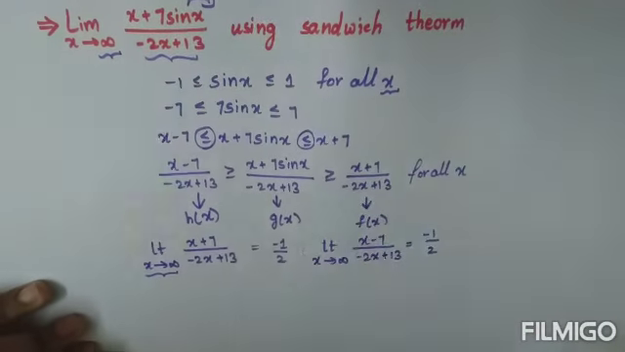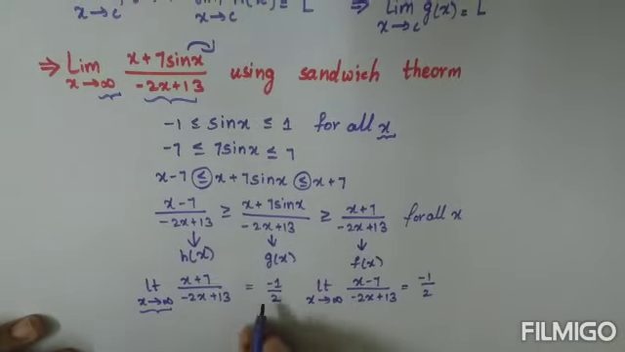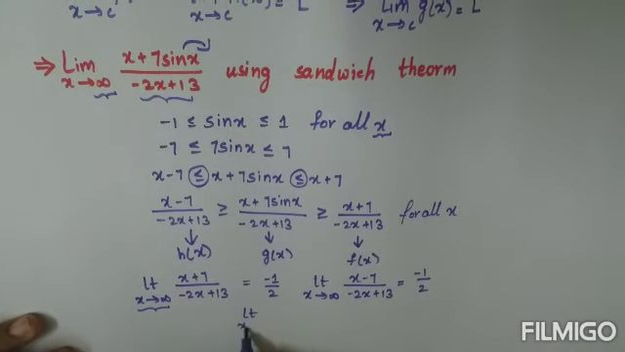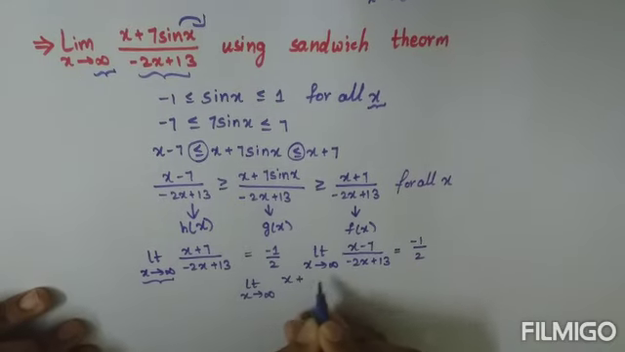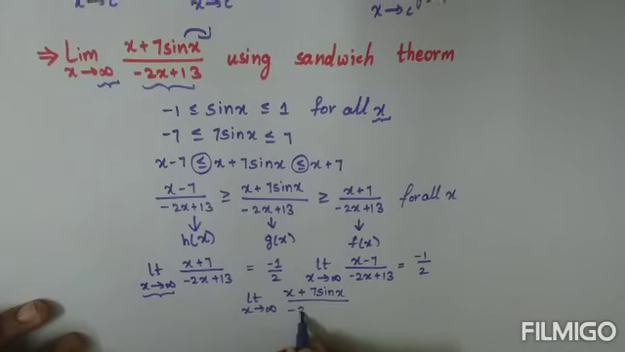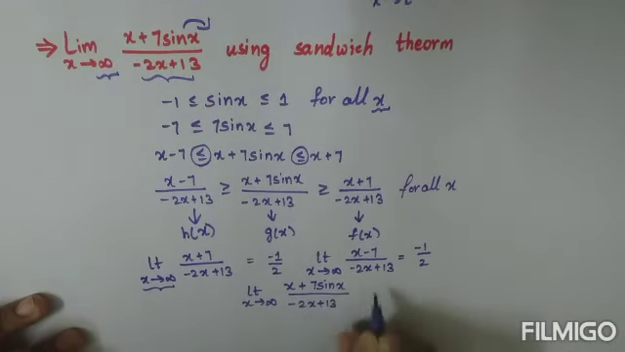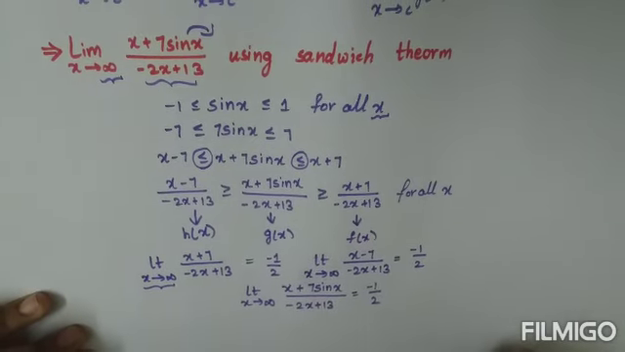So from the sandwich theorem or squeeze theorem, we can say that limit x tends to infinity of g of x, that is the required function, (x plus 7 sin x) by (minus 2x plus 13), is also equal to minus 1 by 2. Easy, right?